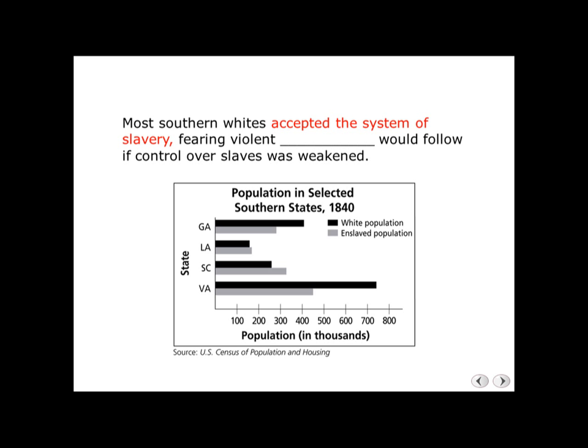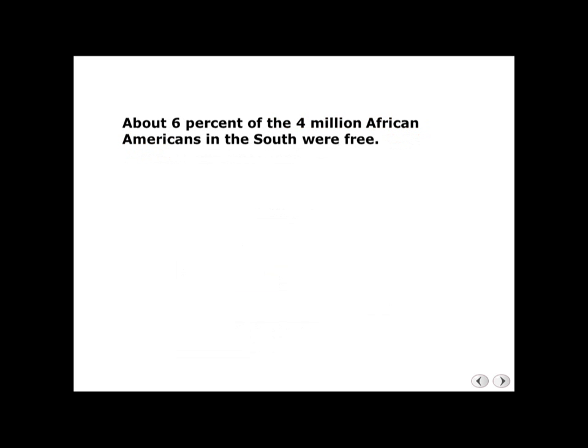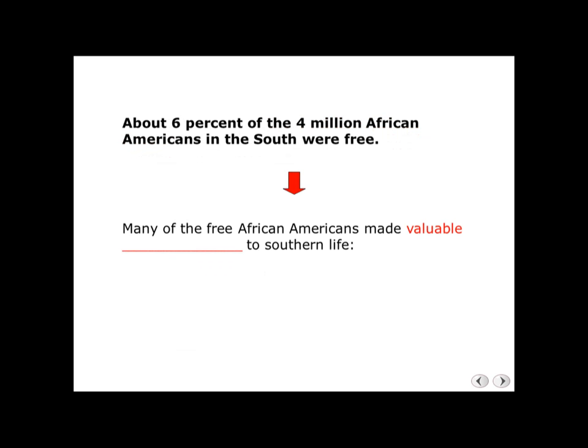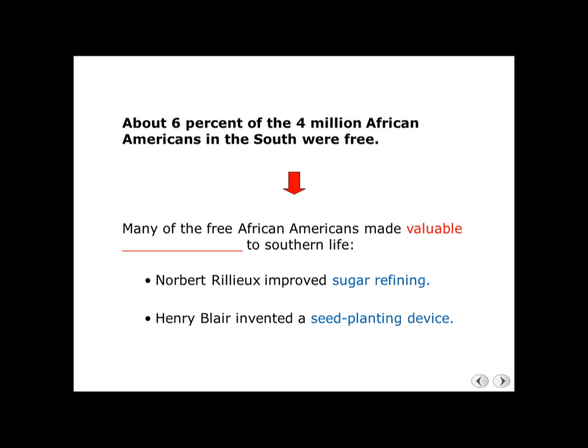You can see by looking at the chart, population in thousands, the difference between the white and enslaved population. About 6% of the 4 million African Americans in the South were free. Many of the free African Americans made valuable contributions to Southern life. Norbert Rillieux improved sugar refining. Henry Blair invented a seed planting device. So again, there were many contributions made by African Americans.